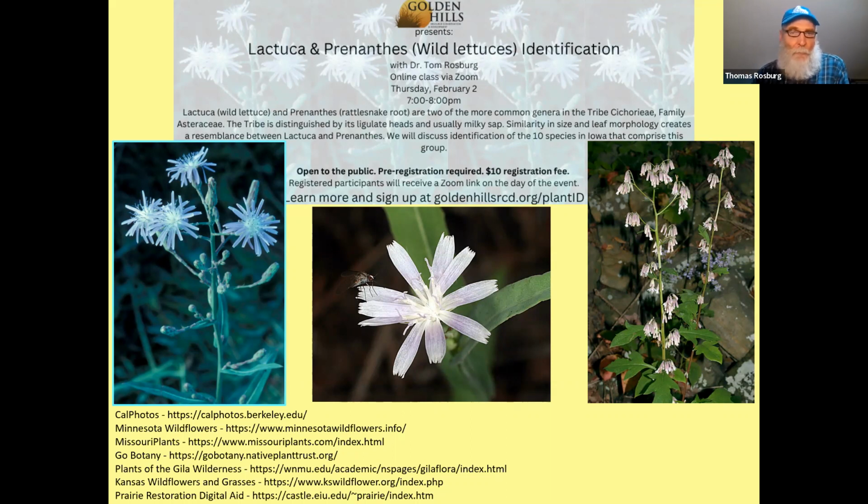And so this is a group, the wild lettuce and rattlesnake root species, Lactuca and Prenanthes, that are pretty commonly found, and there is some challenge in identifying them, certainly. So we're going to take a look at that this evening.